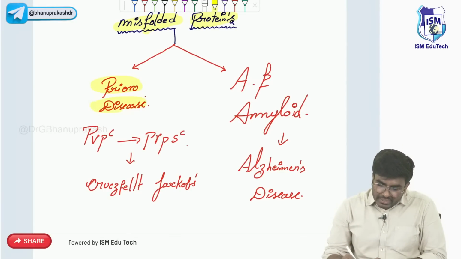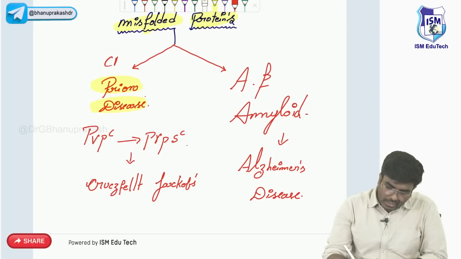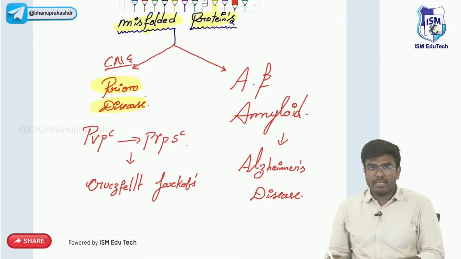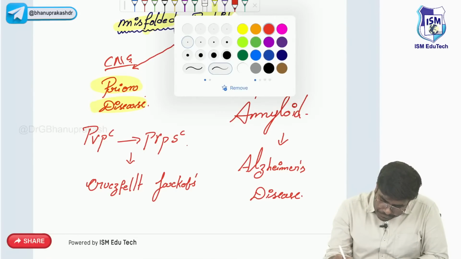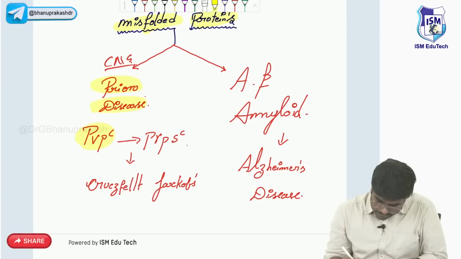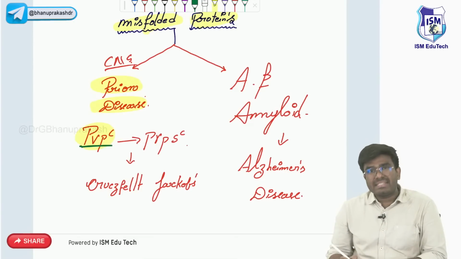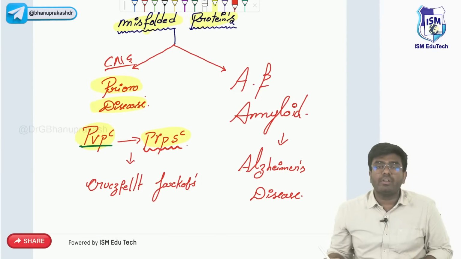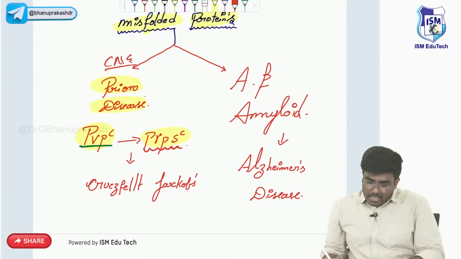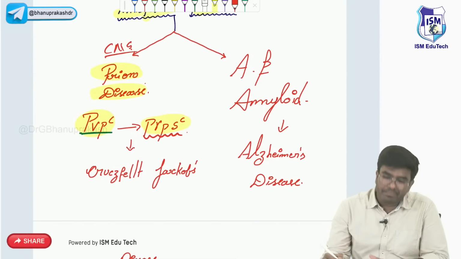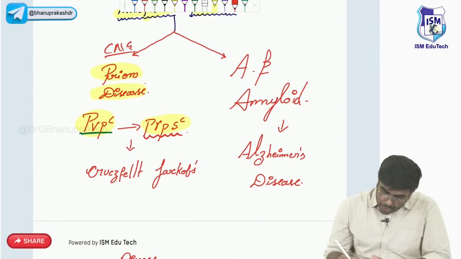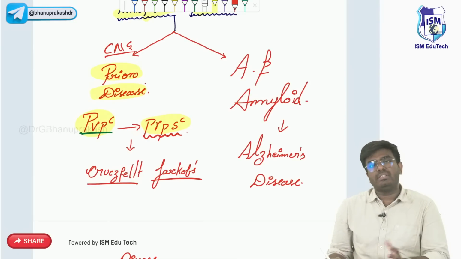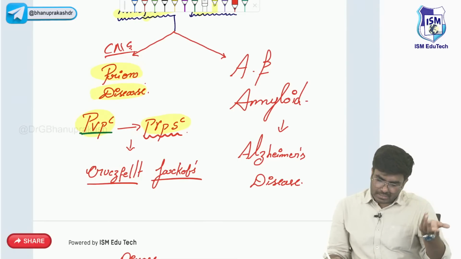If these abnormal proteins accumulate in the brain, in the central nervous system, that causes a disease called prion disease. The normal protein is PrPC. This is the normal, healthy protein. But what happens in prion disease? That PrPC is converted into PrPSc, an abnormally misfolded protein. Now, this abnormal misfolded protein, this prion protein, is going to cause a disease called Creutzfeldt-Jakob disease, an example of a prion disease where there is accumulation of the misfolded proteins in the central nervous system.